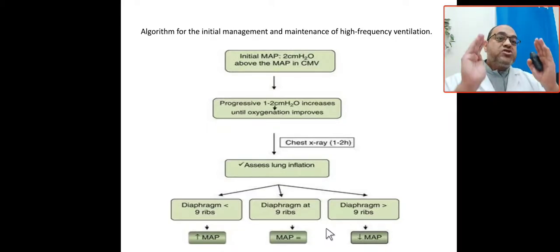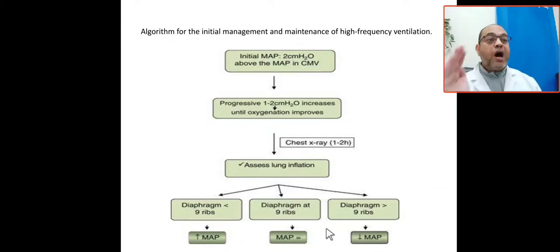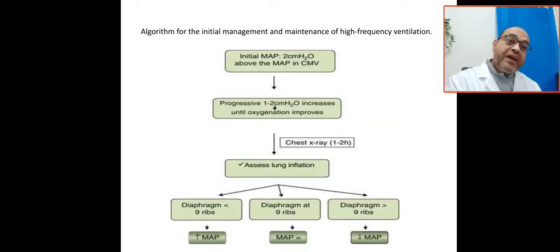Once you decide to switch this patient from conventional to high frequency, you have to know what lung pathology you are treating. Are you treating lung pathology like atelectasis, or are you treating air leak? If there is atelectasis, you have to go by a high volume strategy and increase the MAP from conventional to high frequency by 2. If the MAP in conventional is 10, you have to increase to 12. If there is air leak, you have to go for a low volume strategy and keep the MAP the same.